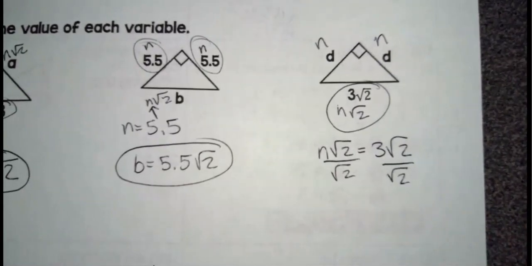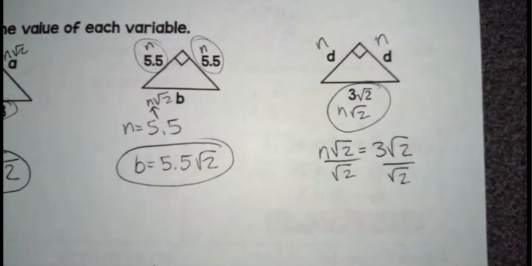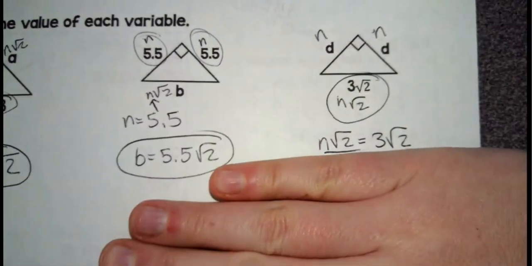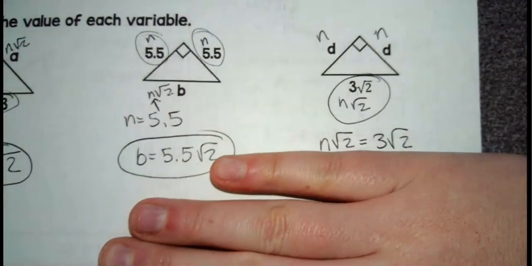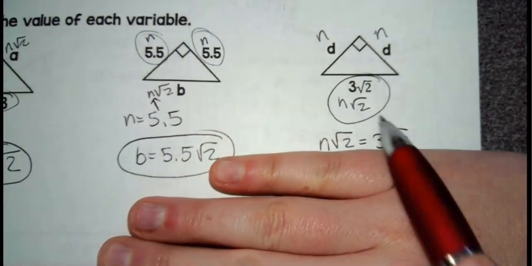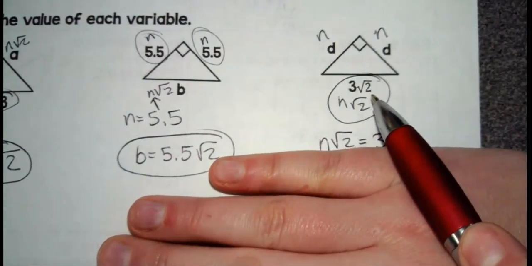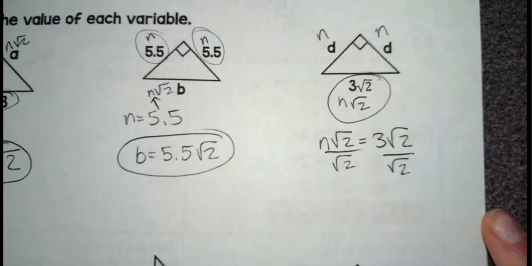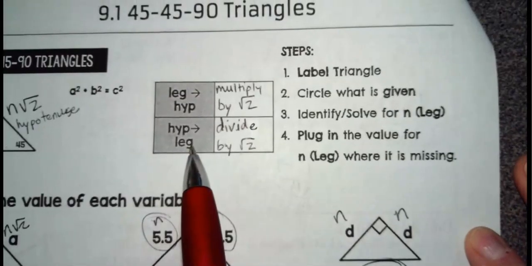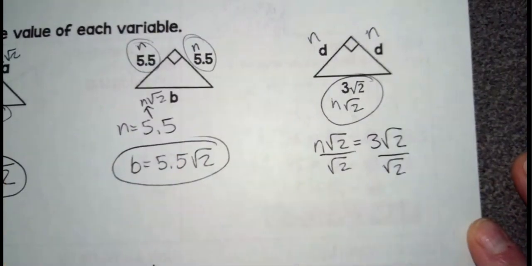And so you take the square root of 2 and you divide both sides of that equation by square root of 2. Why did I set these equal? So this is what you start with. Why did I set n root 2 equal to 3 root 2? Because that's what I circled. So I set those two things equal. And then I need to divide by the square root of 2, because if you have the hypotenuse and you want to find the leg, you need to divide.